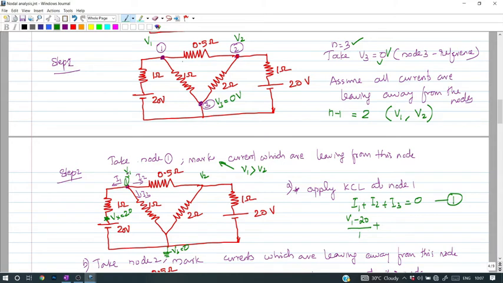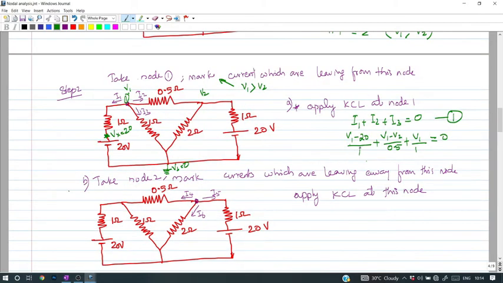I2 is, here the potential is V1, here the potential is V2. What is the potential difference? V1 minus V2. V1 is always higher when we are considering node 1. So V1 minus V2 divided by the resistance value, that is 0.5, plus what is I3? This point is at 0 volt. So what is the potential across 1 ohm? V1 itself. V1 divided by 1. I3 is V1 divided by 1. So which is equal to 0.